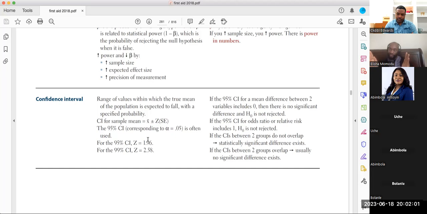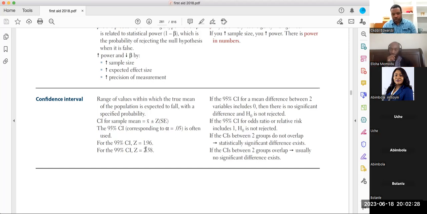Do you understand? But if I use 2.58 to calculate that range of 47 to 57, it tells me that I am 99% confident that that actual average age of 55 falls within that 47 to 57. Do you understand it?